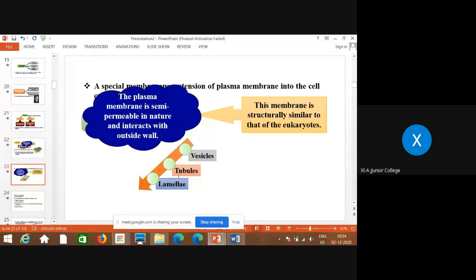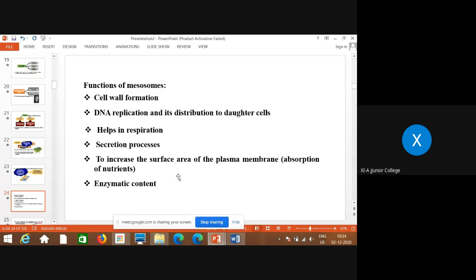Now, the plasma membrane. This membrane is structurally similar to that of the eukaryotes. In detail, we will be studying the cell membrane structure when we discuss the eukaryotic type of cell. So right now, you remember that all three layers, that is glycocalyx, cell wall, and plasma membrane, together form the cell envelope, which is protective in function.